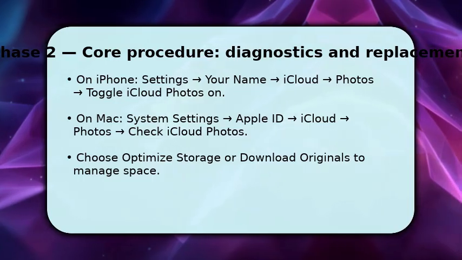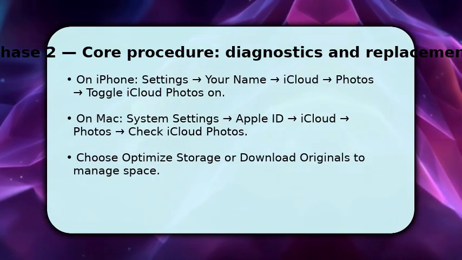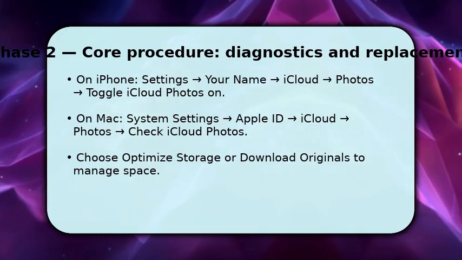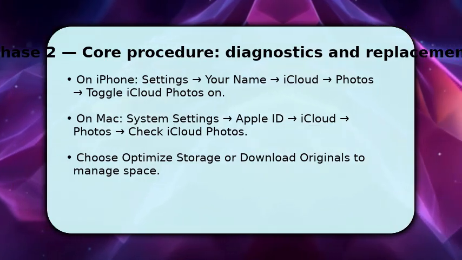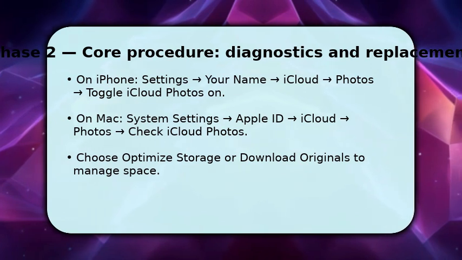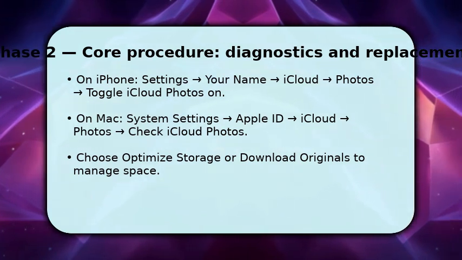On Mac, open System Settings, click Apple ID, then iCloud and check Photos. Make sure you pick the storage option that fits your disk. These choices control how and where your photos are stored.